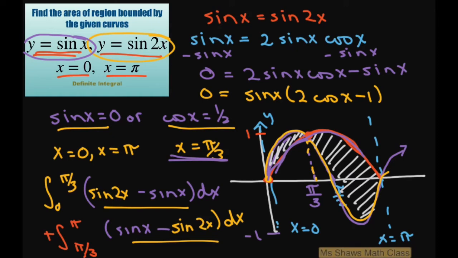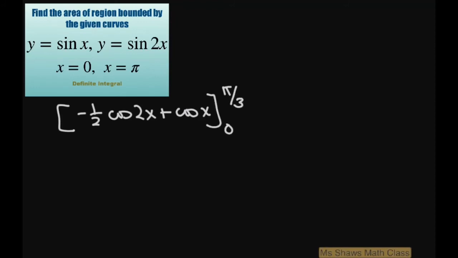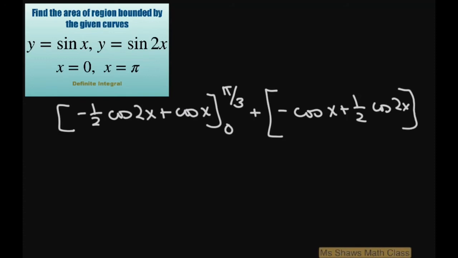So let's continue on. For the first piece, we're going to get negative 1/2 cosine of 2x plus cosine of x, from 0 to pi divided by 3. Then the second shaded region is going to be negative cosine of x plus 1/2 cosine of 2x, and we're evaluating that from pi divided by 3 to pi.